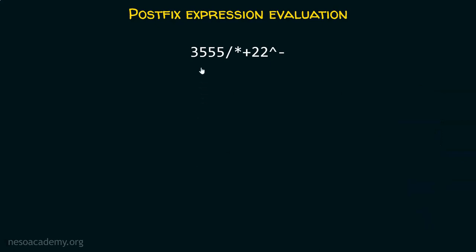Simple? Let's do the same. First, we have encountered this symbol, then this symbol, then this symbol. We have to move forward because these are just operands. Whenever we encounter an operator, we will apply it to the previous two operands. Here, we apply this division operator to its previous two operands, 5 and 5. So this is nothing but 5 divided by 5, right? This becomes 1. So this is the expression so obtained: 3 5 1 star plus 2 2 power minus.